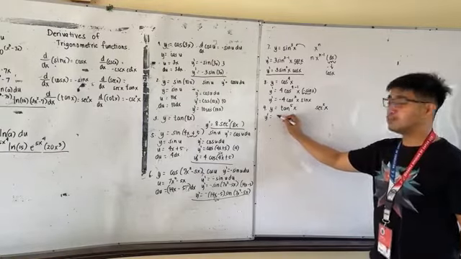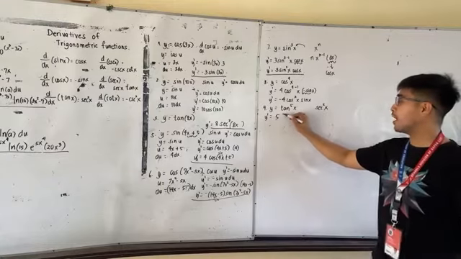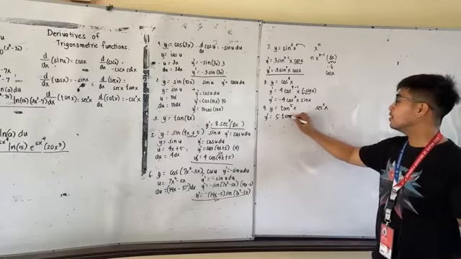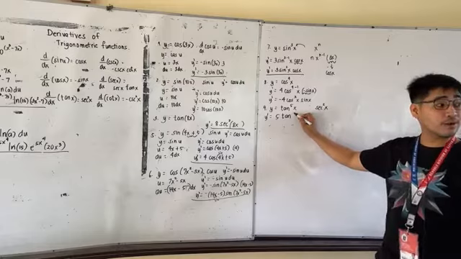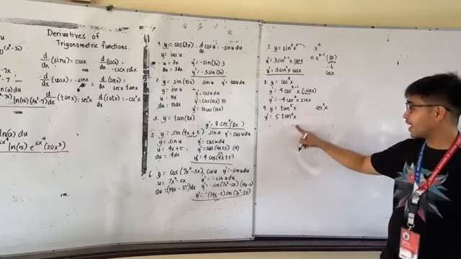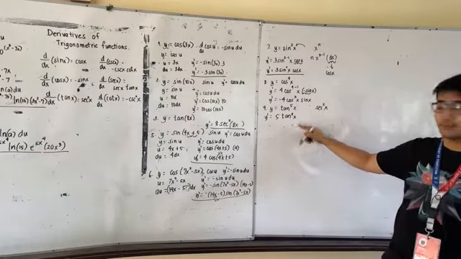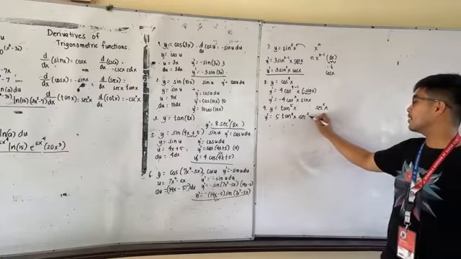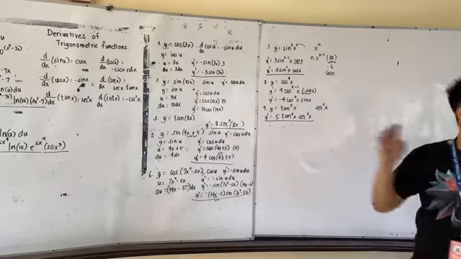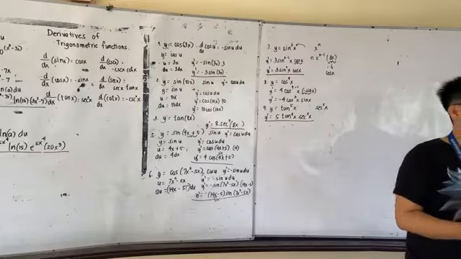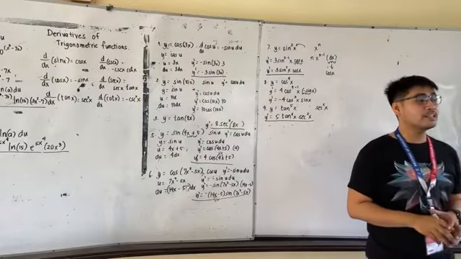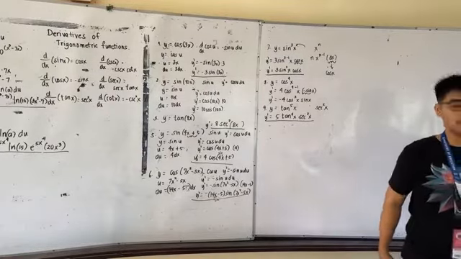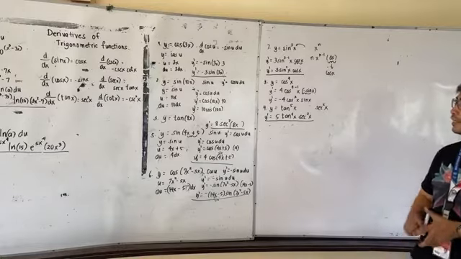Okay. What happens now? Y prime, it becomes, bring down the exponent, 5. Tangent, raised to what? To 4 of x. And then, multiply that to secant squared x. And that is the final answer. O, di ba madali lang? So, all you have to do is to identify the derivative of the function. Okay. So, ganun lang yung gagawin natin.